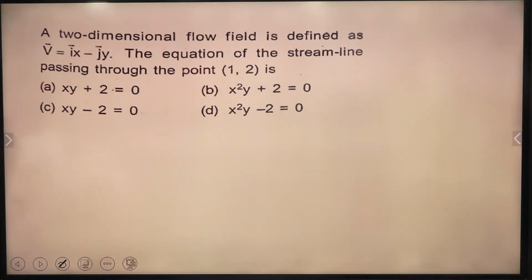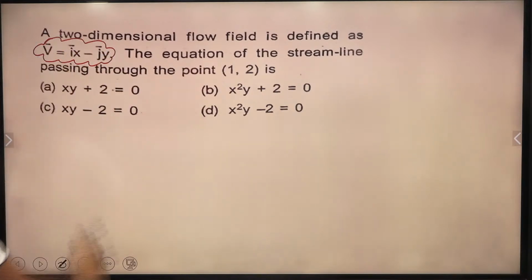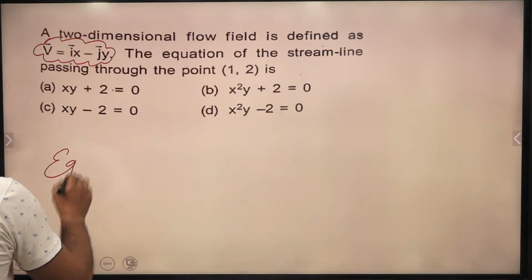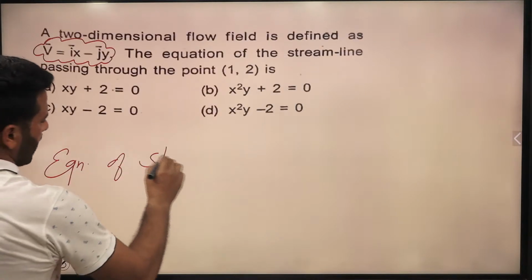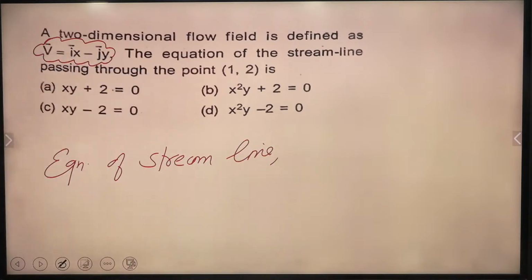a flow field is given to us. A two-dimensional flow field is defined as V equals x i cap minus y j cap. This is the velocity vector given to us. The equation of the streamline passing through the point 1, 2 is. So let me know the equation of streamline. Anyone? Equation of streamline.